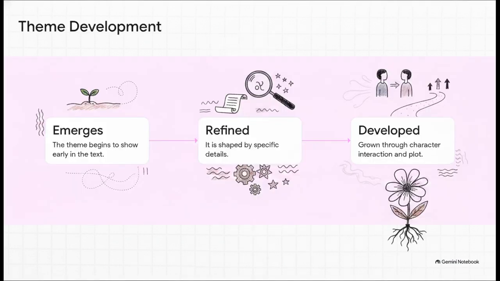Here's the catch, though. Authors rarely just hand you the theme on a silver platter on page 1. They build it. So understanding how an author develops a central idea over the course of the story is absolutely crucial. It's a process. Step 1, the theme slowly emerges early on. Step 2, it gets shaped and refined by really specific details, maybe a particular word choice or the mood the author sets. And step 3, it's deeply developed through how the characters interact and how the plot moves forward. You've got to track these little breadcrumbs to truly analyze the theme's development.